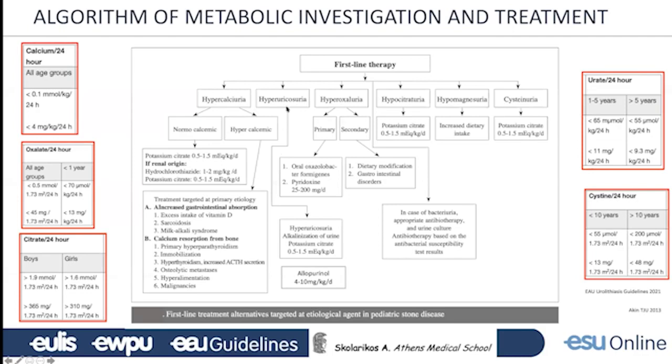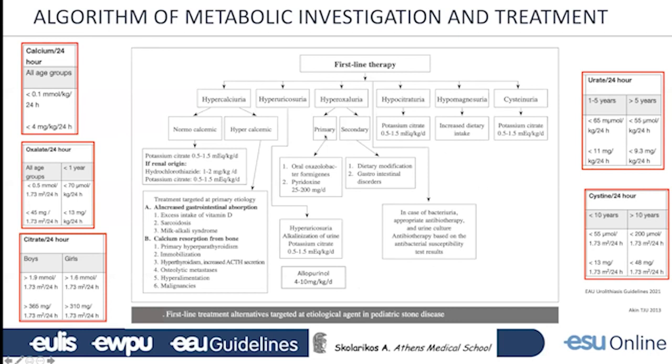If the patient is hyperuricosuric, and hyperuricosuria in children is defined as more than 11 milligrams per kilogram per 24 hours up to 5 years of age, and more than 9.3 milligrams per kilogram per 24 hours when the child is more than 5 years, then you can give alkalinization with potassium citrate 0.5 to 1.5 milliequivalent per kilogram per day, or a second-line treatment, allopurinol. I will show you in the next slide.